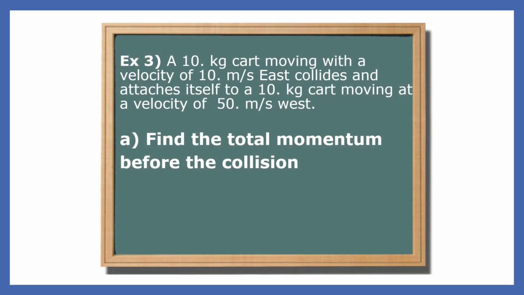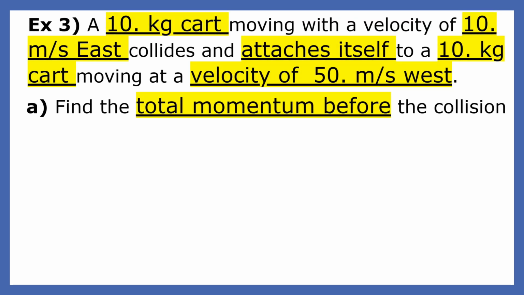Example 3. A 10 kilogram cart moving with a velocity of 10 meters per second collides and attaches itself to a 10 kilogram cart moving at a velocity of 50 meters per second west. What is the total momentum before the collision? We begin by underlining and writing down what was given.